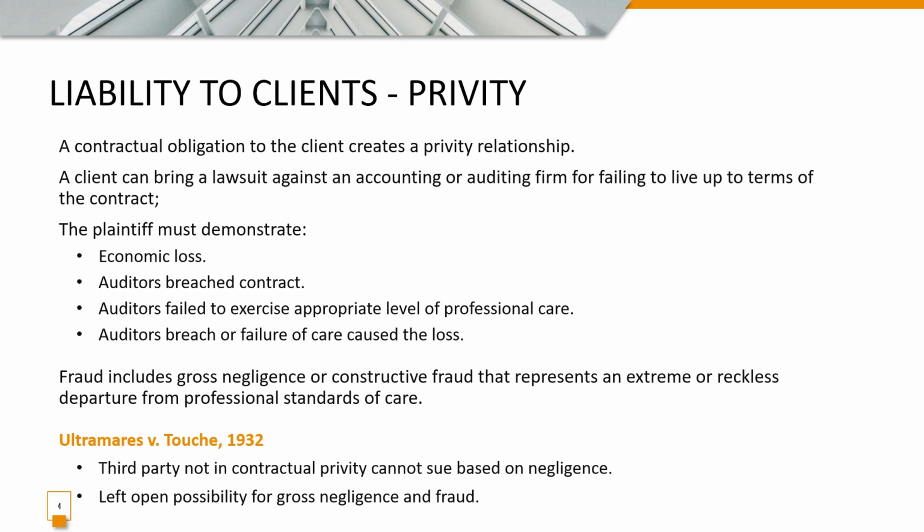An accountant or auditor has a contractual obligation to the client that creates a so-called privity relationship, which was established by the 1932 Ultramares case. The client can bring a lawsuit against an accounting or auditing firm for failing to live up to the terms of the contract, but the client or plaintiff must be able to demonstrate that they suffered an economic loss, that the auditors breached the contract, that the auditors failed to exercise appropriate level of professional care, and that the auditor's breach or failure of care caused the loss.